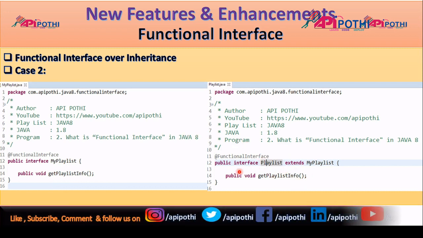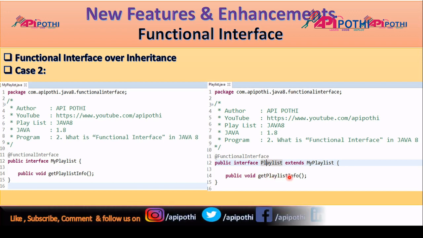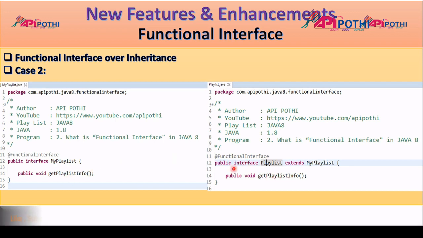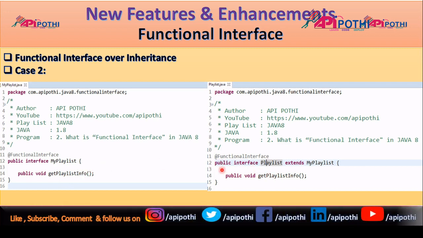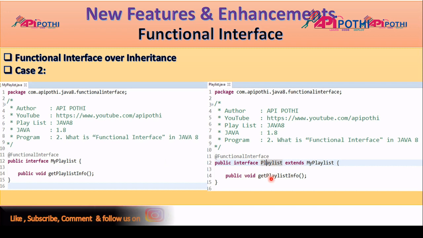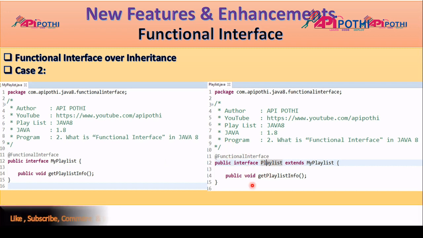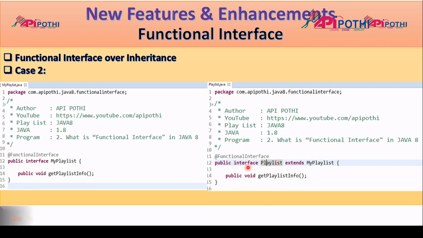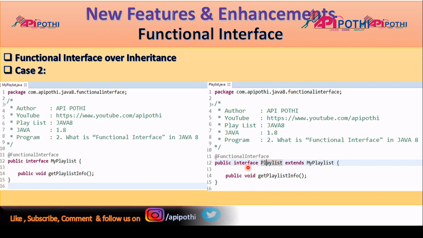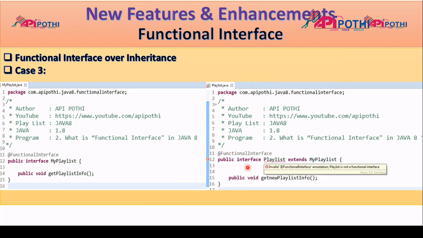Okay. Now since it is extending MyPlaylist, this method is also coming here. Now all together, this interface's method and that interface's method are both the same, identical. So overall the Playlist interface has only one unimplemented method. That is the reason this scenario is also valid, and Playlist is also called a functional interface. Okay. Now it's true. Now coming to the third scenario.